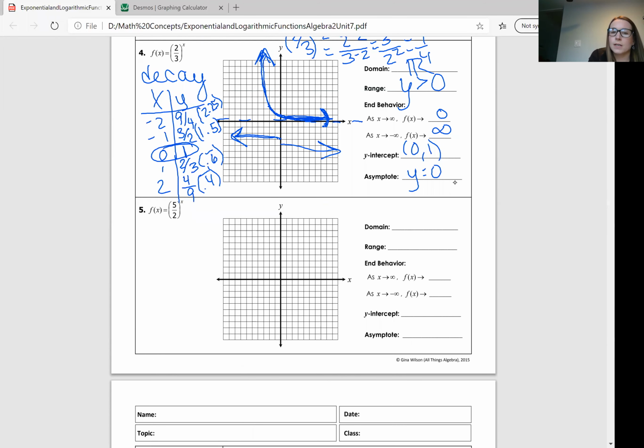Now this one I'm not gonna do, but I am going to talk about this 5/2 because a lot of people, if you're just given this and asked to write decay or growth, a lot of people write decay. Why? Because it's a fraction. However, is 5/2 less than 1? It's not. All right. So since it's greater than 1, this is actually growth. All right. So this will actually go up. Okay. It won't go down like the one numbers 3 and 4.